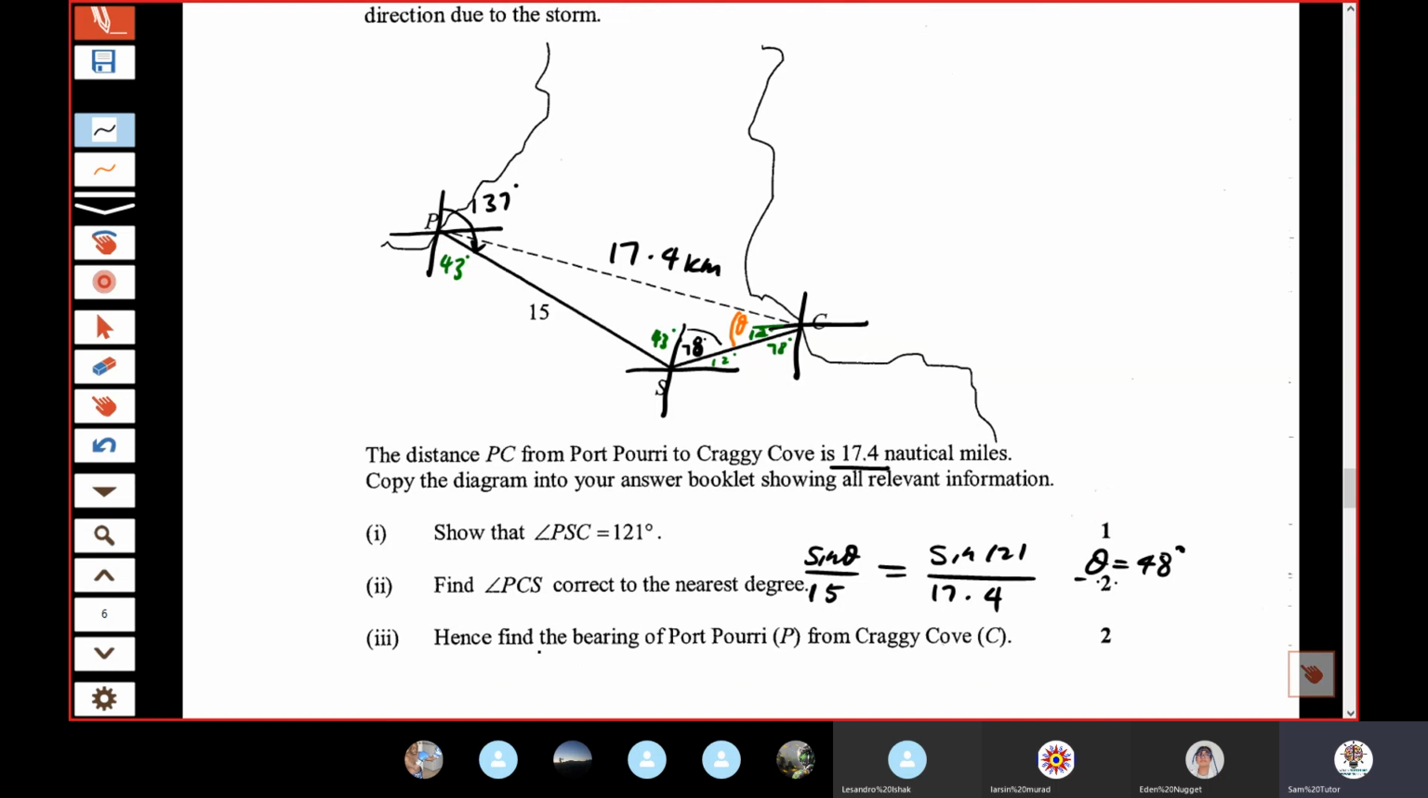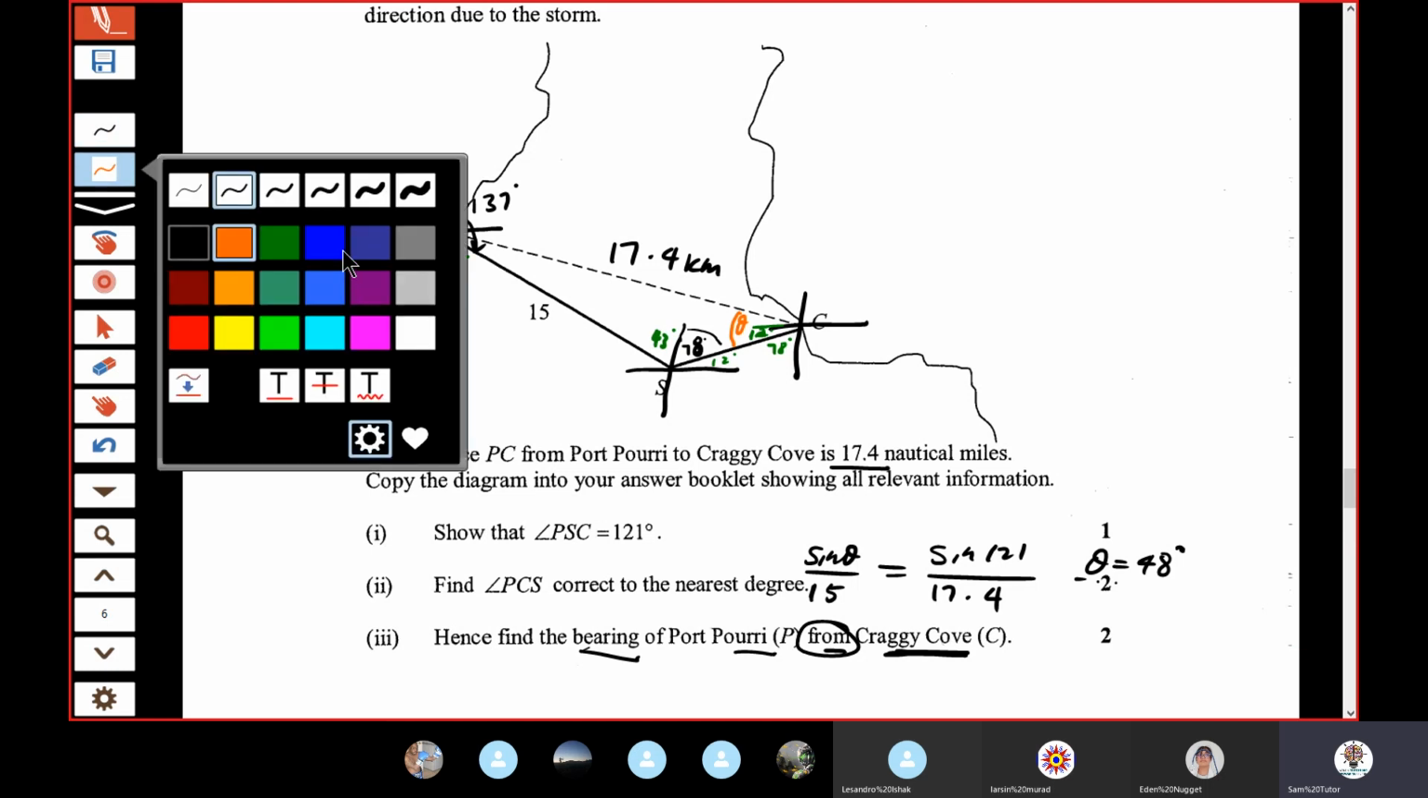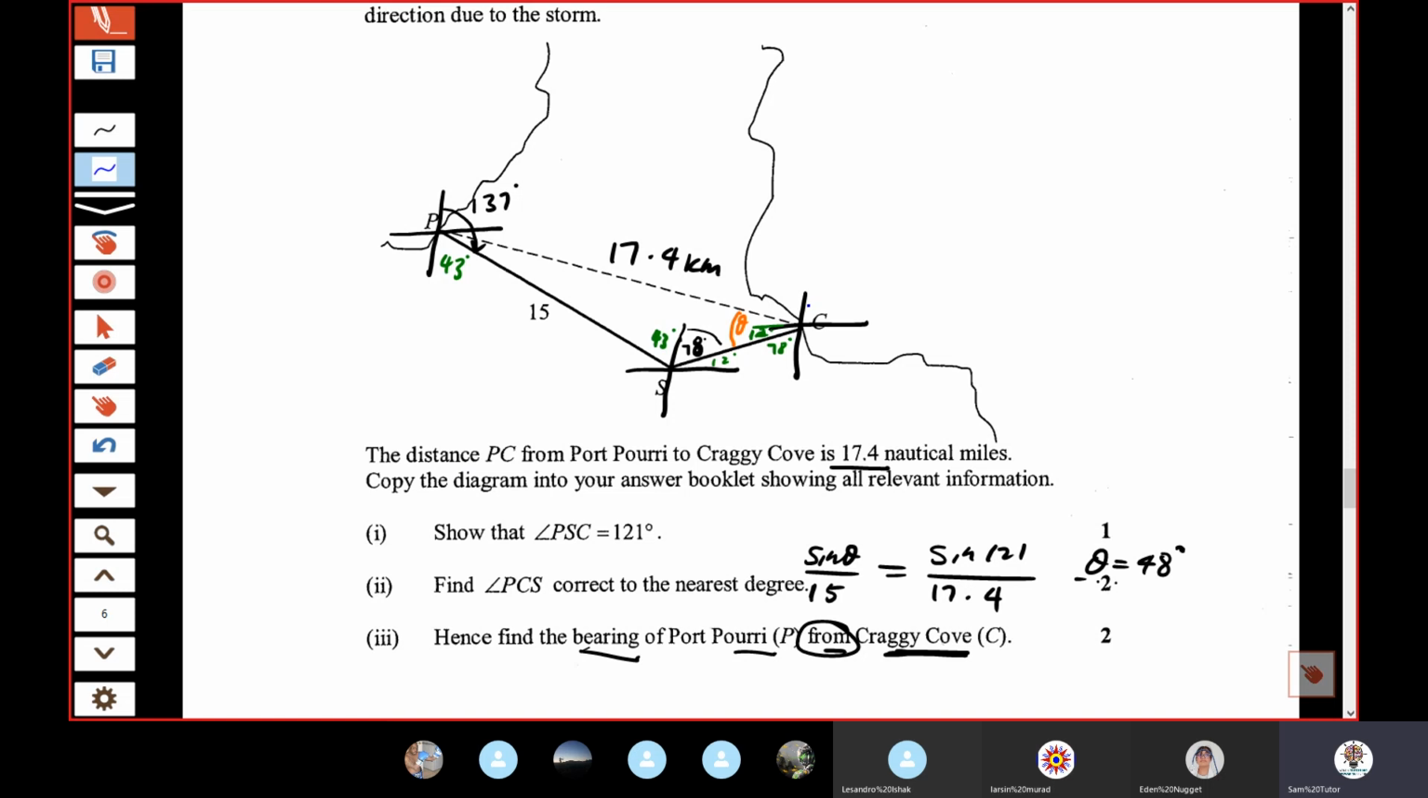All right. Last one. Hence find the bearing of P from C. The biggest word there is obviously from. If it's from C, it's going to work like this. Ready? From here, north, all the way to there. But we technically have everything, don't we? Again, I've answered this from the way I answered the question before I started the question.